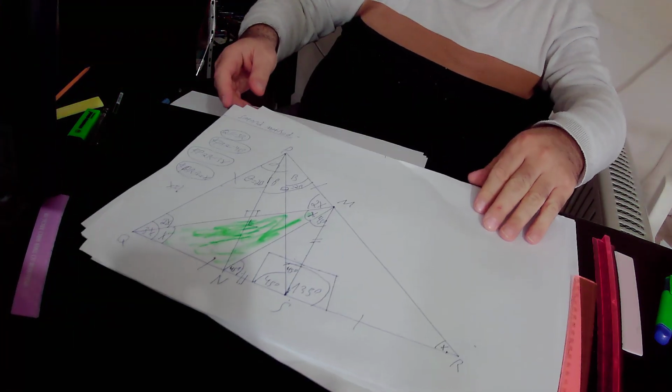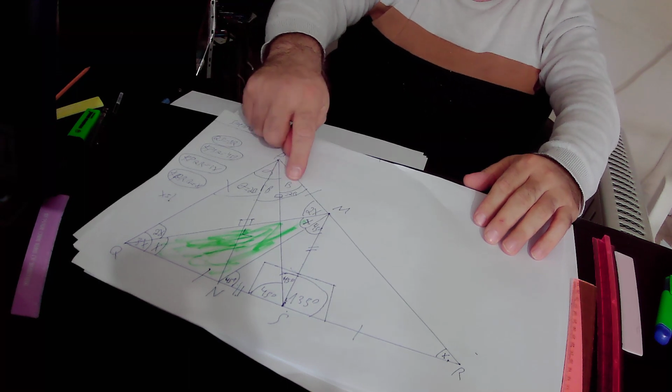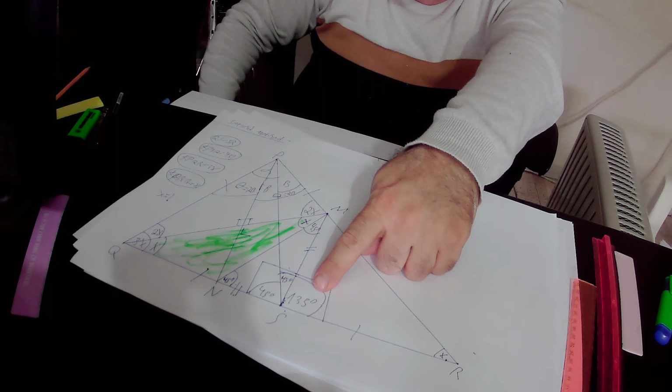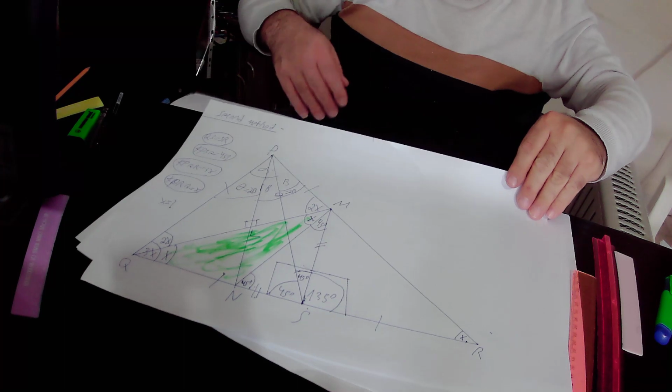Then I presented to you how to find out the value of angle x according to the second method. According to the second method, we define this angle as alpha, this angle is beta. We have already found out that this angle equals 135 degrees in the first method.